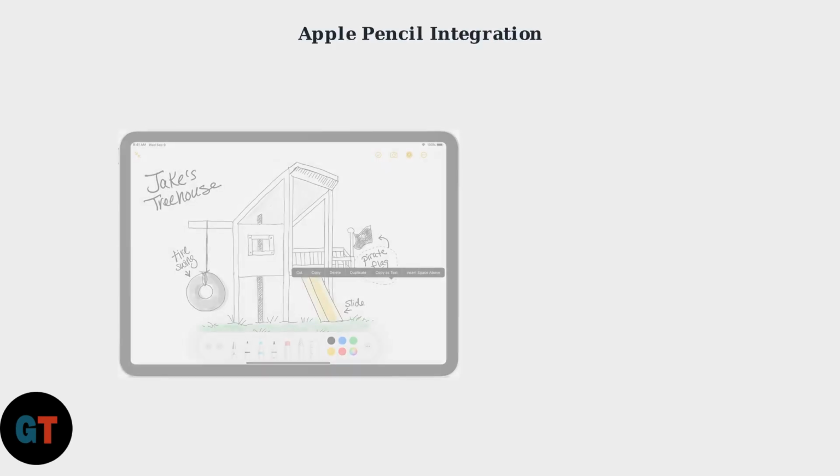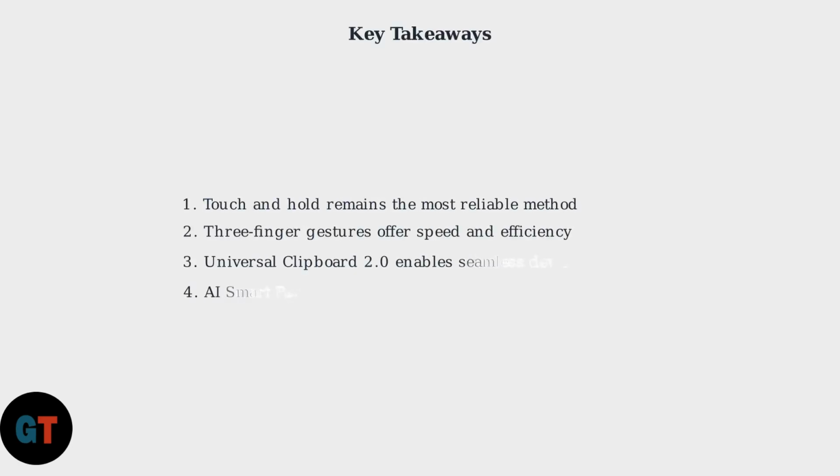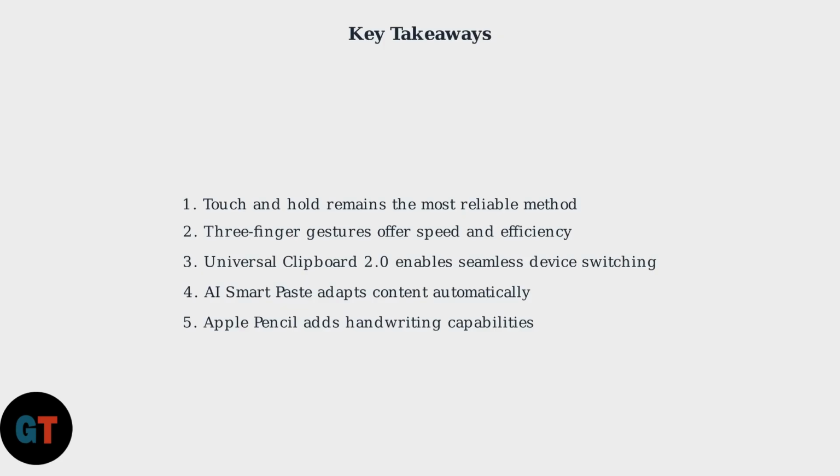Apple Pencil integration adds powerful copy and paste capabilities for handwritten content. The Scribble feature can convert your handwriting to typed text, and you can copy perfect geometric shapes from hand-drawn sketches. These copy and paste fundamentals form the foundation of efficient iPad productivity. Whether you prefer traditional touch methods, quick gestures, or advanced AI features, iPadOS 2025 provides multiple ways to work seamlessly with your content.